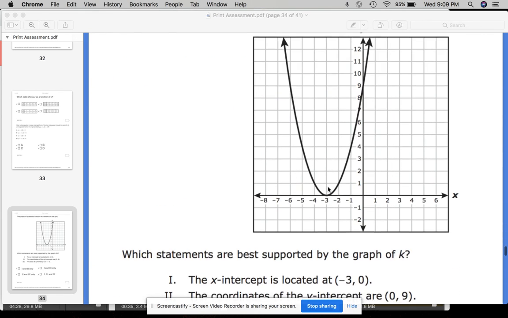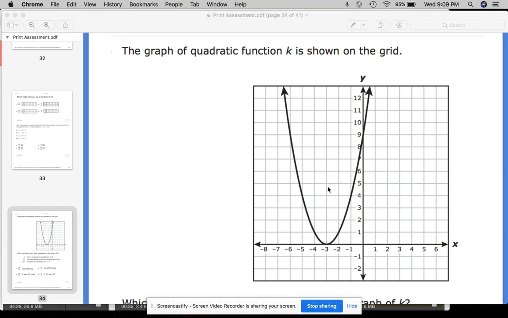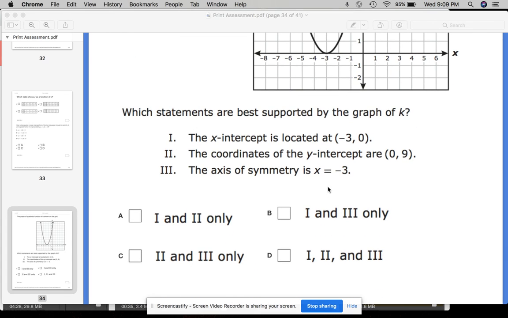Question 46. The graph of quadratic function k is shown on the grid. Which statements are best supported by the graph of k? 1. The x-intercept is located at -3, 0. 2. The coordinates of the y-intercept are 0, 9. 3. The axis of symmetry is x equals -3. A, 1 and 2 only. B, 1 and 3 only. C, 2 and 3 only. D, 1, 2, and 3.